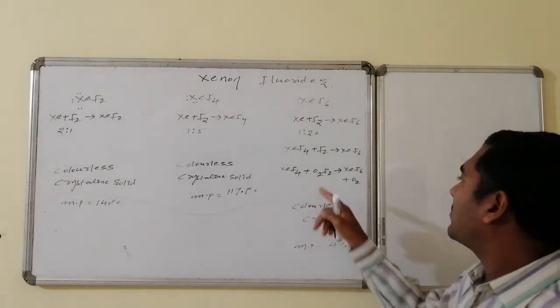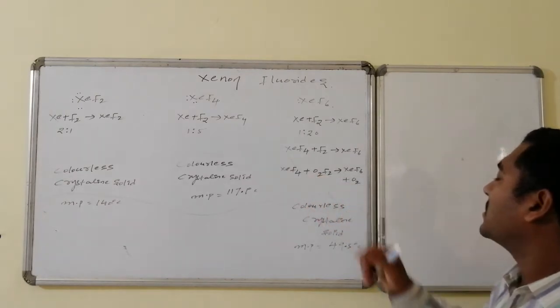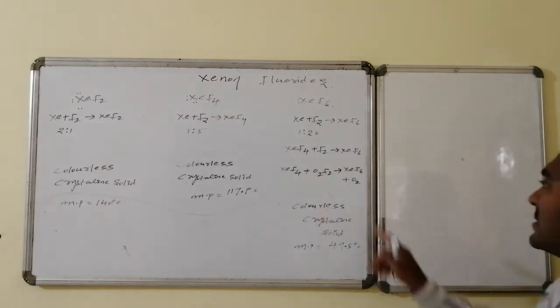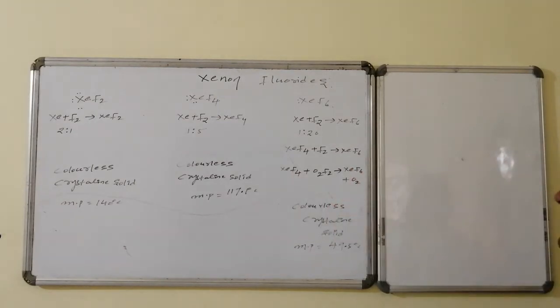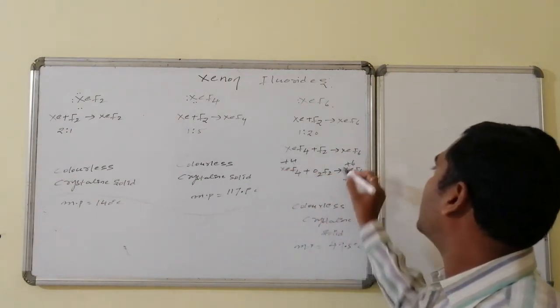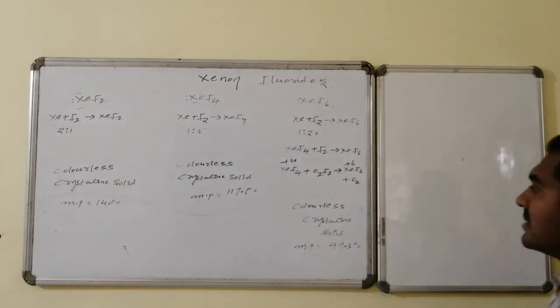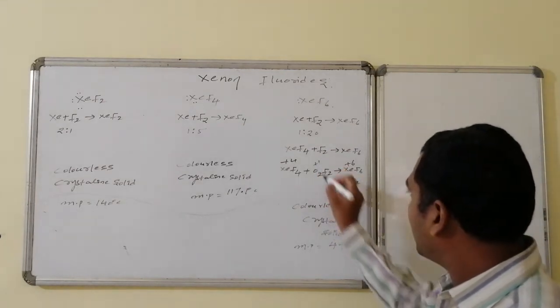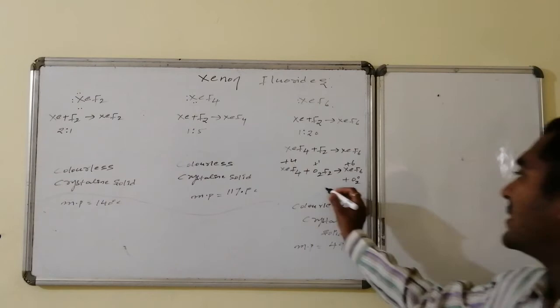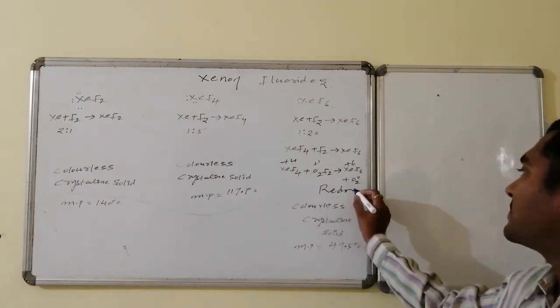So therefore, here plus 1 oxidation state is converted to 0 oxidation state. This is reduction, and here it undergoes oxidation. Hence, it is a redox reaction. Once again, here this is plus 4 state converted to plus 6 state, that is an oxidation. Whereas here oxygen is having plus 1 state converted to 0 state, that is reduction. Hence it is a redox reaction.